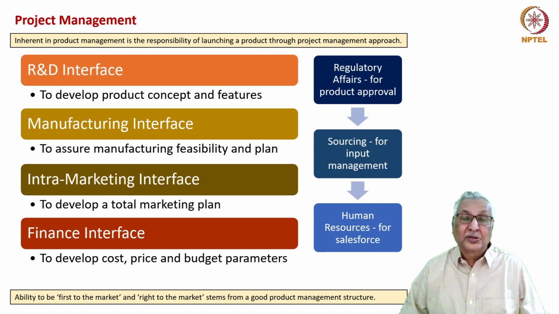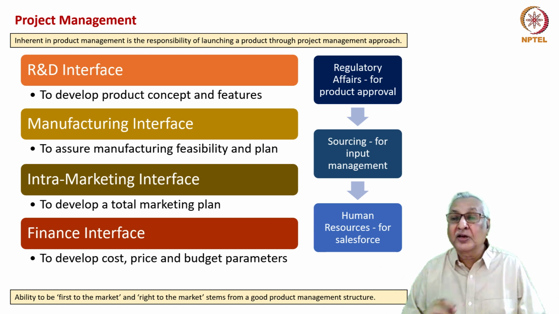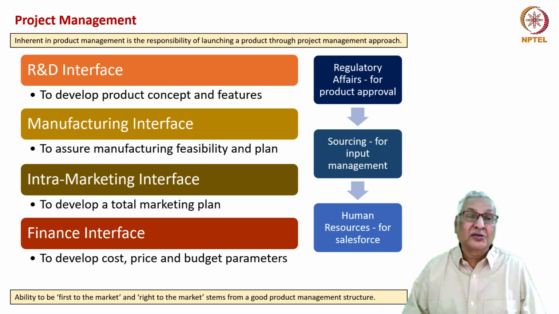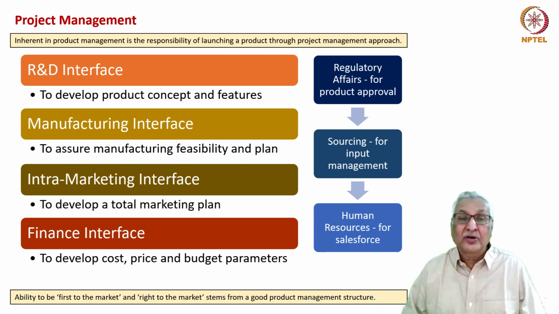At the same time, the product manager would be interacting with certain specialized divisions which provide inputs for all these four critical divisions. One, regulatory affairs for product approval, and also understanding the pathway for getting the product approval. Sourcing for ensuring that inputs are achieved. These inputs cover not only inputs for manufacturing but also for developing the detailing material, advertising material, visuals, flexi banners, and so on. And then you have the human resources function, which has to be coordinated with for Salesforce requirements.